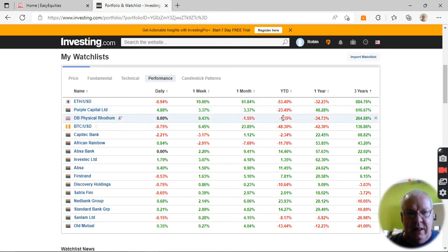Purple Capital's done very well. Again, not so well this year. Rhodium done well. Bitcoin, Capitec has done well, etc., etc. Consistent performance would be something like Investec. It's done 8.2 over 3 years. It's done 62% over 1 year. It's done 4% over 1 month, etc., etc.